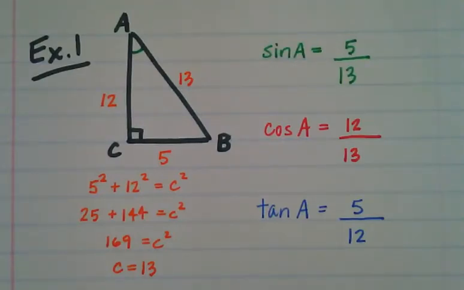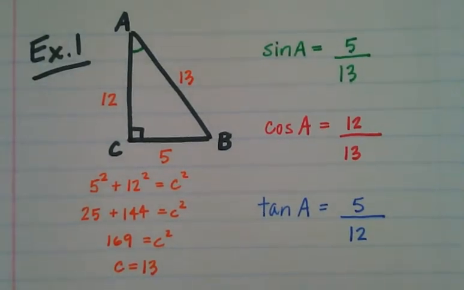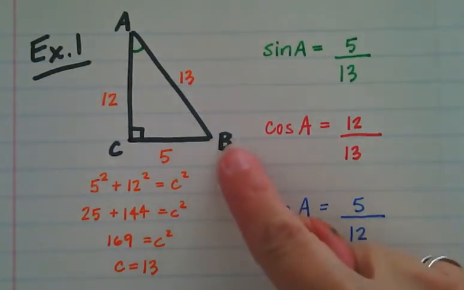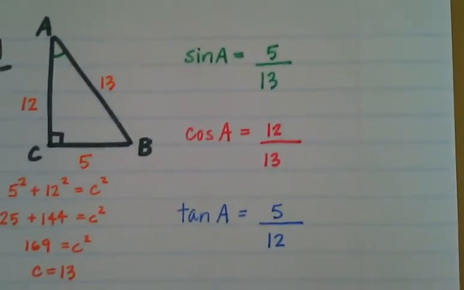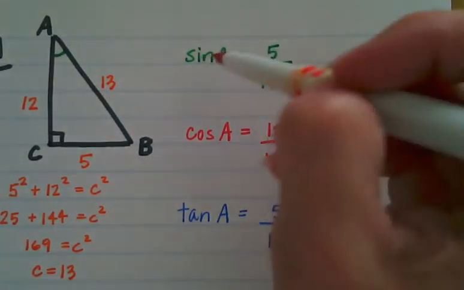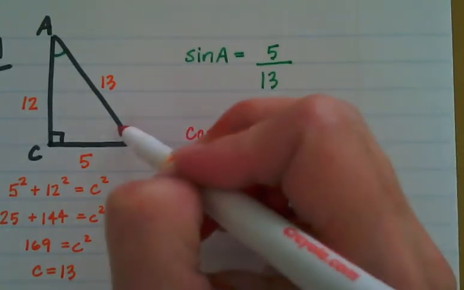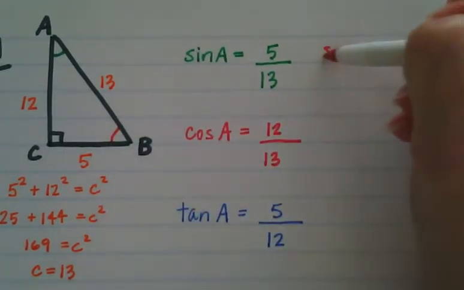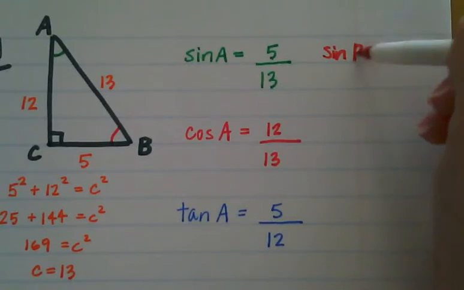Okay, so to pick up where we left off, we just went through the three trig functions from the perspective of angle A. So what we're going to do now is do the three trig functions from angle B. All right, so we can kind of fit all this on the screen. The first one I'm going to do is the sine of angle B.